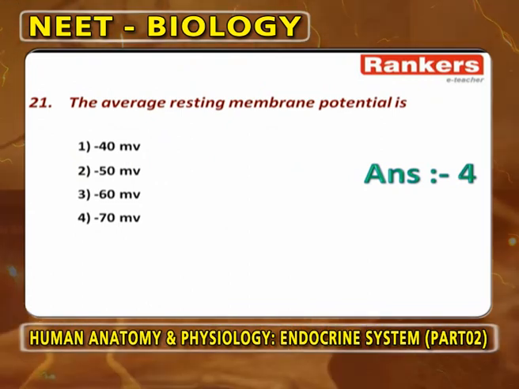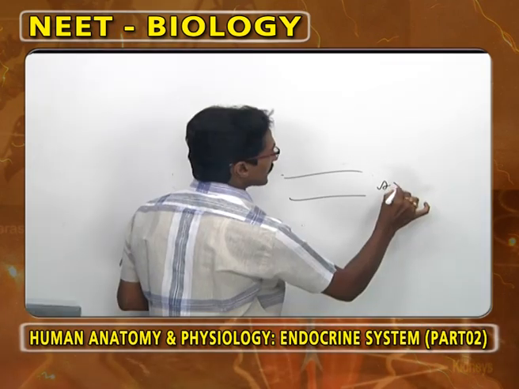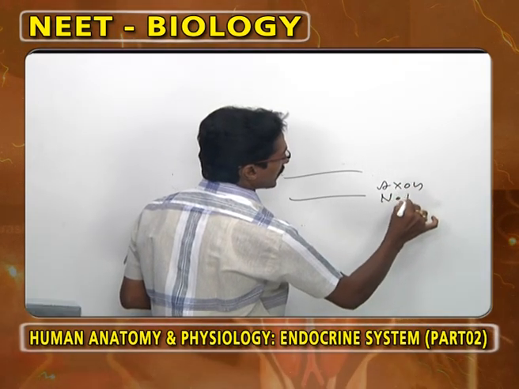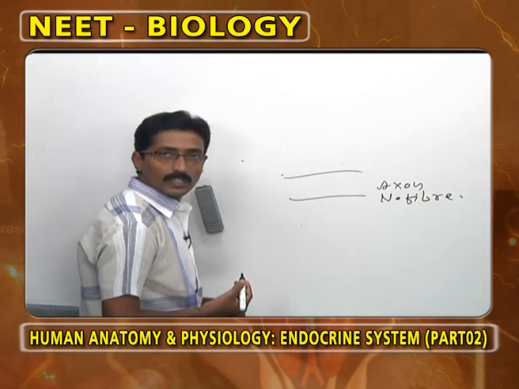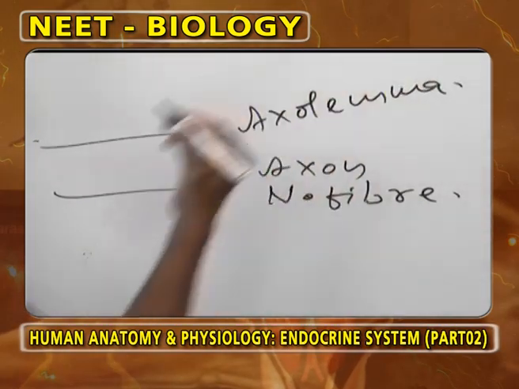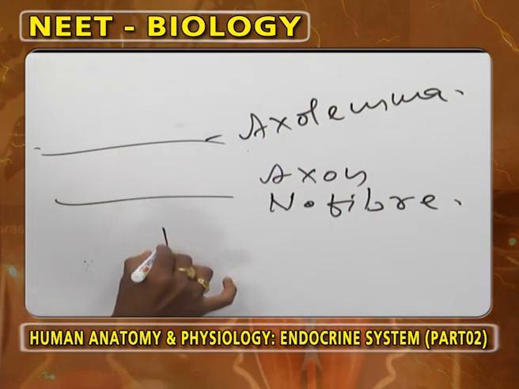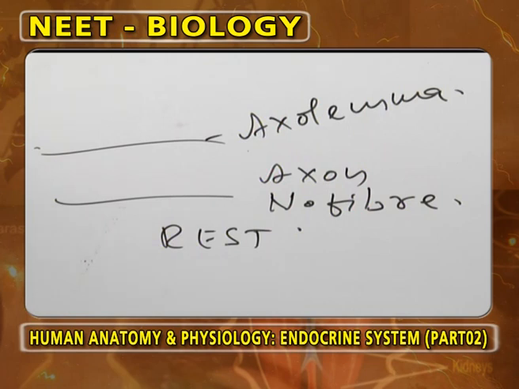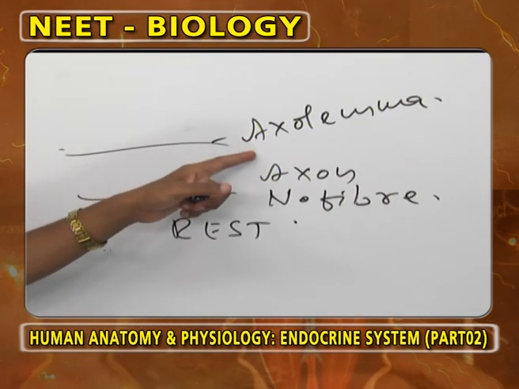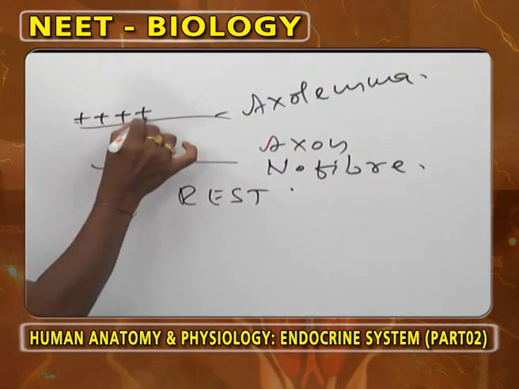The average resting membrane potential. As we observe the nerve impulse propagation, this one we call the axon. The axon is also called the nerve fiber. The axon is covered and protected by the axolemma, that is nothing but the plasma lemma. Now, the axon is said to be at rest. Whenever the axolemma is at rest, outside what charge is present?